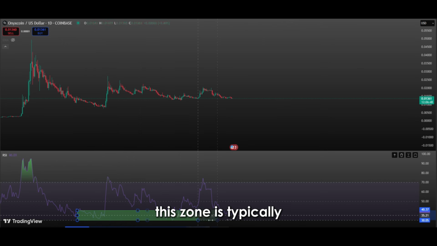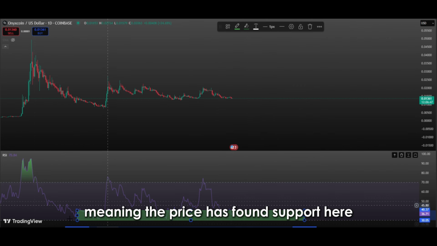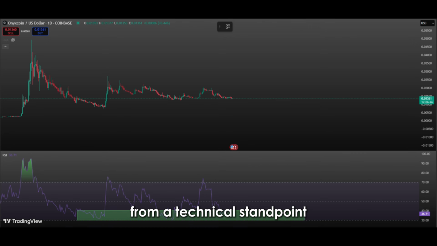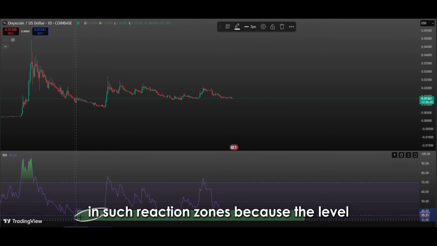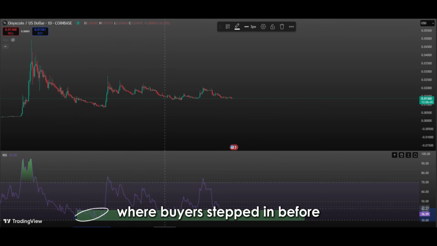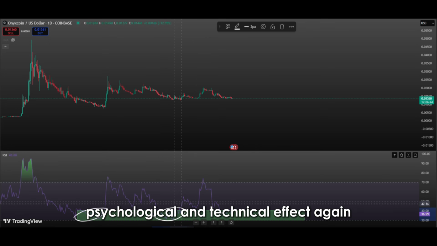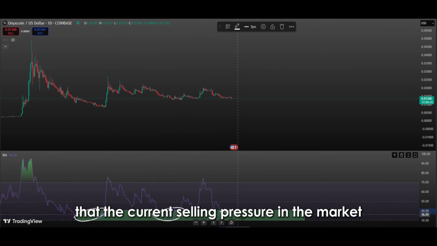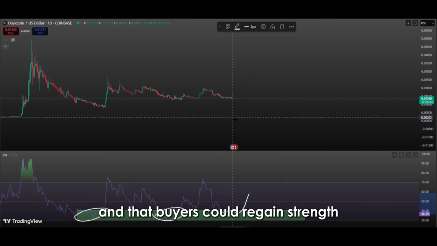This zone is typically where investors have previously reacted with buying interest, meaning the price has found support here and shown an upward reversal. From a technical standpoint, the probability of an upward bounce increases in such reaction zones because the levels where buyers stepped in before tend to create the same psychological and technical effect again. Being in the RSI reaction zone suggests that the current selling pressure in the market may be starting to slow down and that buyers could regain strength.